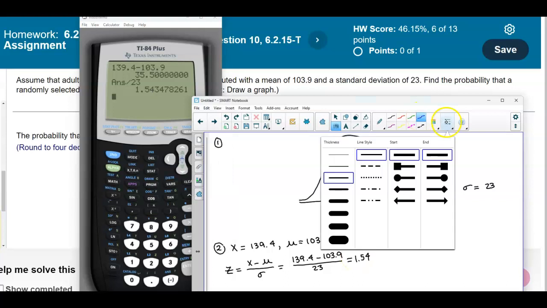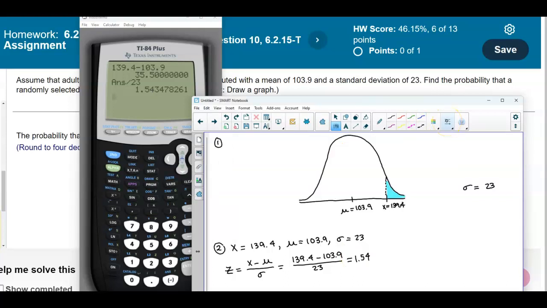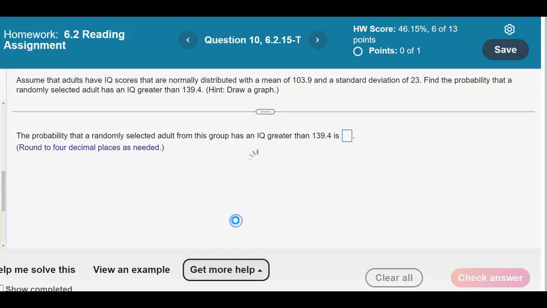Okay, now let's go ahead and label our graph using the standard normal distribution. So we know that the mean is going to be equal to 0, and now the z-score for the x value is equal to 1.54. So in the last part, we want to find out what is the probability where the z-score is going to be greater than or equal to 1.54. So we're going to go ahead and use StatCrunch to determine that. Let's go ahead and open up StatCrunch.